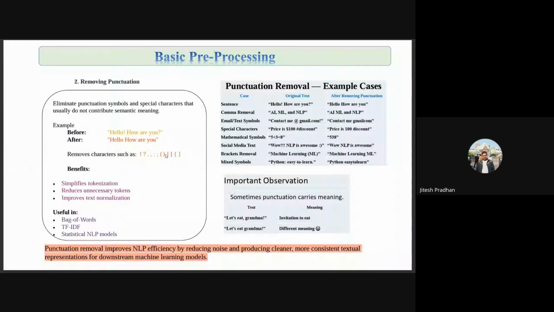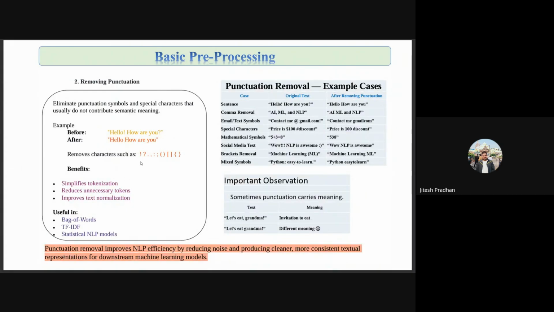What are the benefits of removing this? It simplifies the tokens, because we won't have special symbols. If the punctuation is attached, "hello" and "hello!" will be treated as different tokens. When we remove it, these two will be the same. In the same way, if "you?" has a question mark without any gap, "you?" and "you" will be different tokens. If you remove it, these two will be the same. So the benefits are that it simplifies the tokens and reduces unnecessary tokens. In this case, these were unnecessary tokens and they will be reduced. It will also improve text normalization.